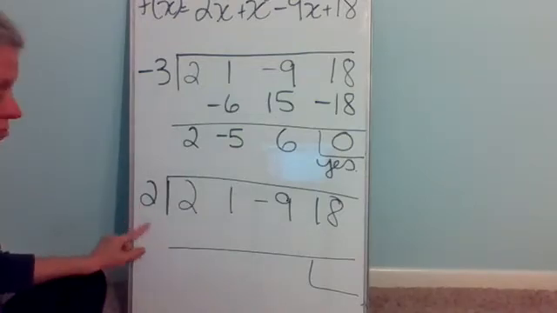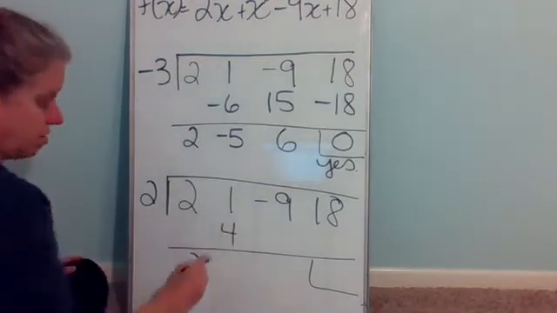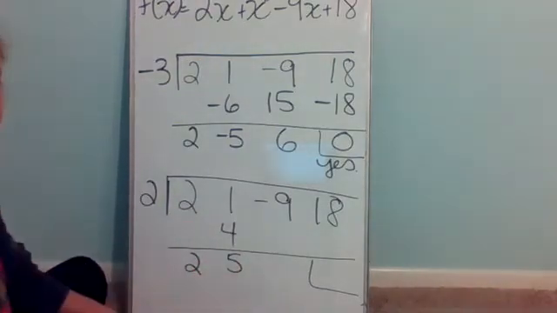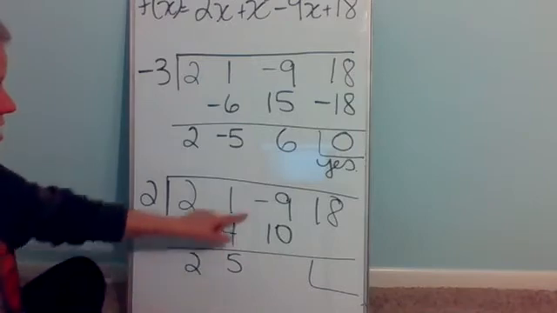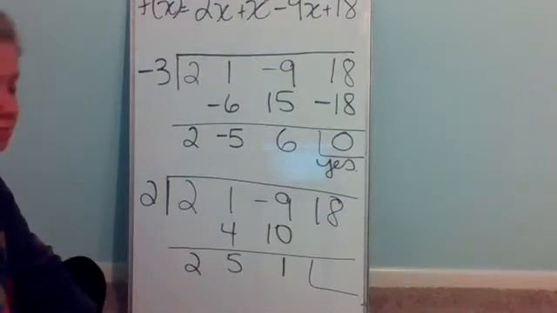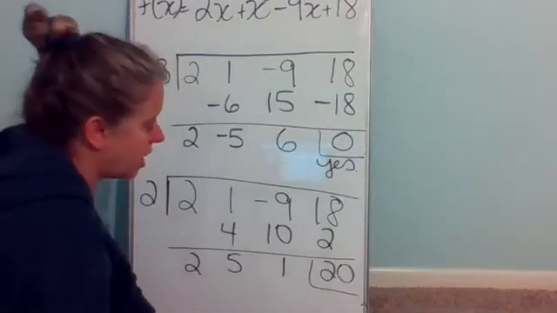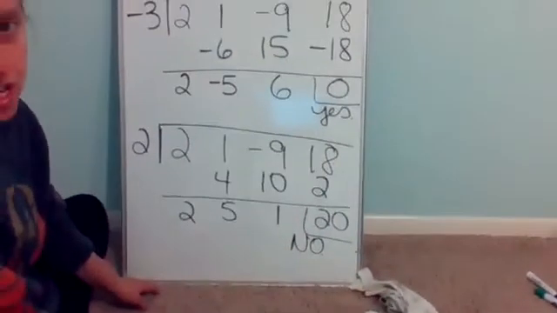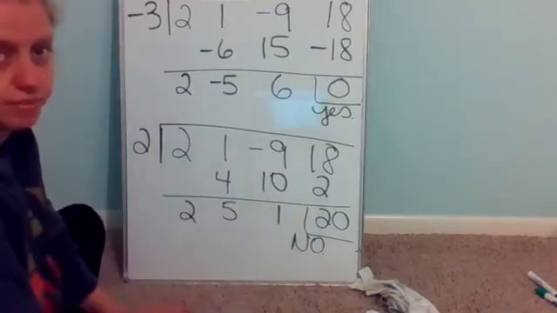Let's try the 2. So I'll just drop down my 2. 2 times 2 gives me 4. Add that straight down, gives me 5. 2 times 5 is 10. So when I add this straight down, negative 9 and 10 gives me positive 1. 2 times 1 gives me 2. So when I add that straight down, I get a 20, which means no, that one is not a 0 of the function because f of 2 was 20.